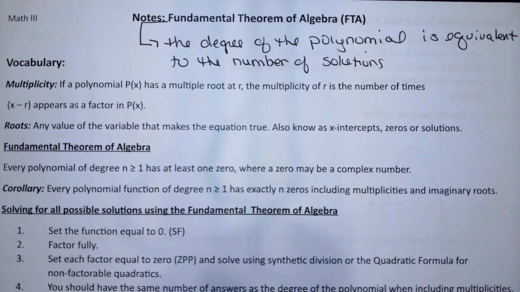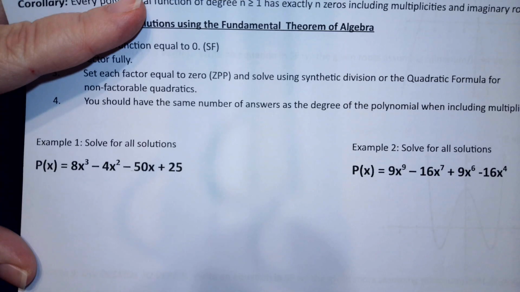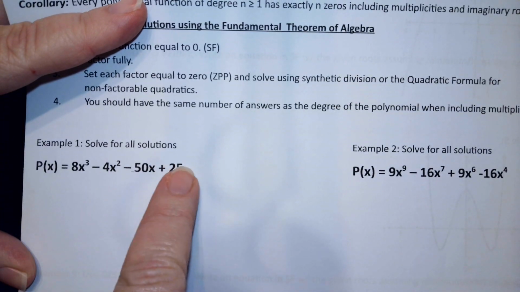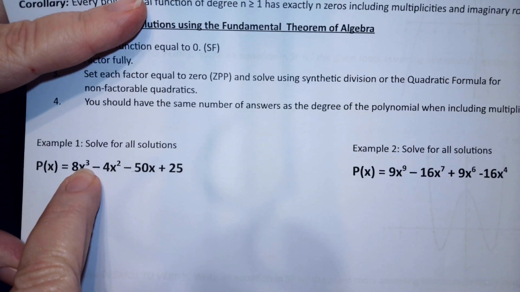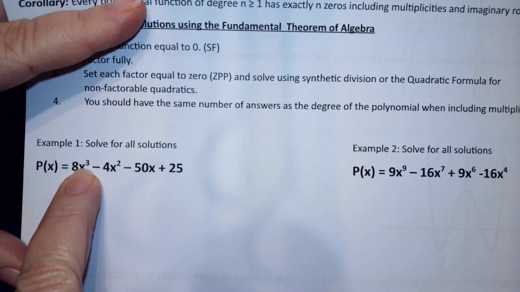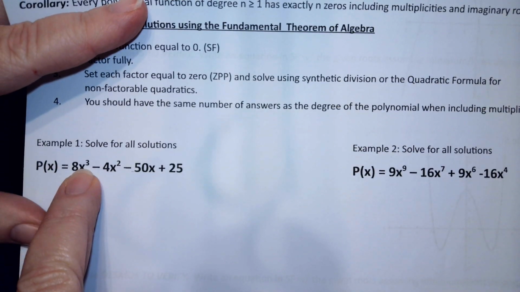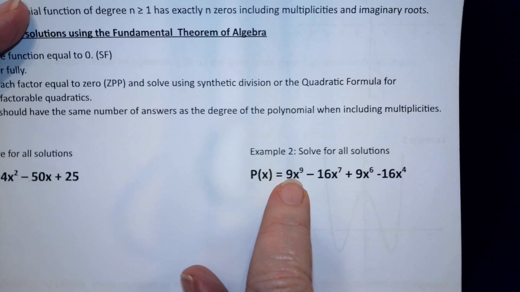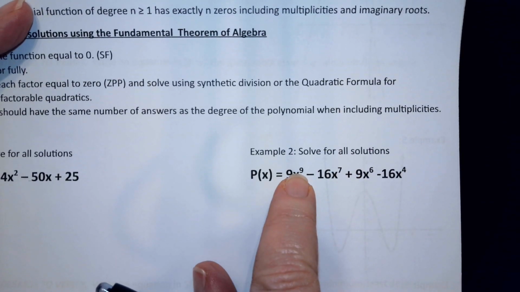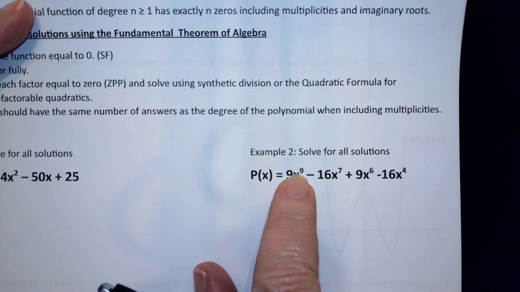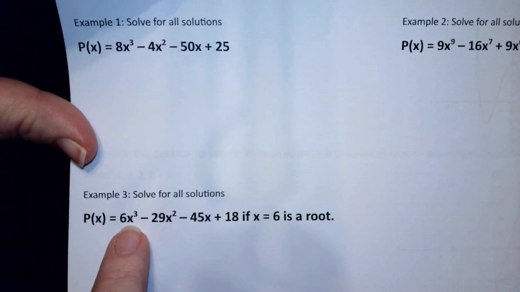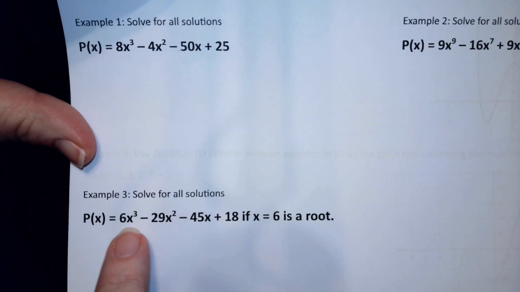Alright, so what does that mean? Alright, so let's look right here. And we'll come down here and we'll actually work these out, but let's just take a quick look. Alright, look at this polynomial right here. The highest exponent is a 3, so that means that we should have 3 solutions according to the FTA. For this one right here, the highest exponent is a 9, so that means we should have 9 solutions according to the FTA. Alright, for example 3, our largest exponent is a 3, so we should have 3 solutions according to the FTA.